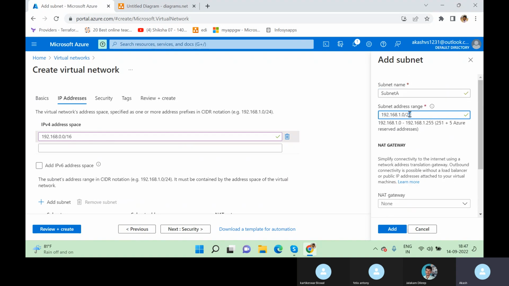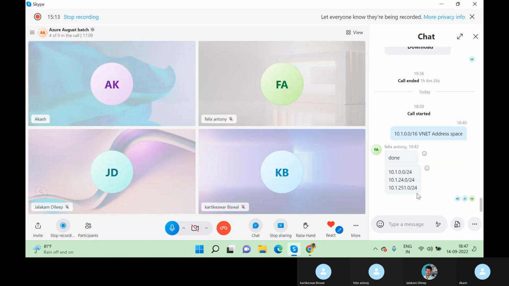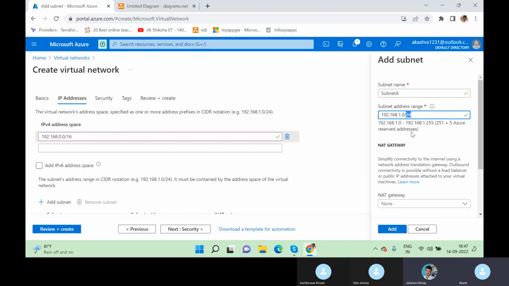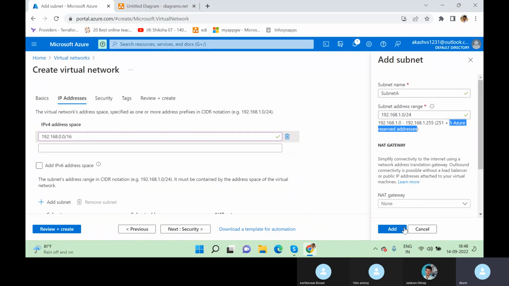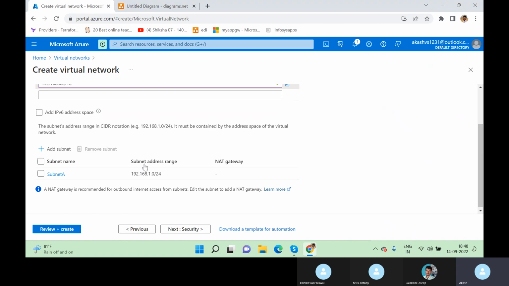For /24, how many IPs will I have, Dilip? 256, 0 to 255, so totally 256 IPs. Here what happens is 251 IPs are given to you, and 5 IPs are reserved by Azure. These 5 IPs are reserved for a particular purpose, which I will tell you in some time. So you have 251 IPs in total.